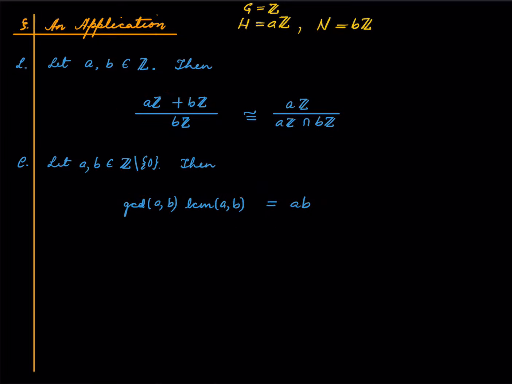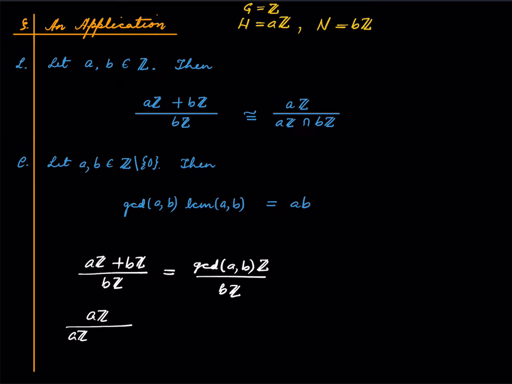Why is that? As we saw, aZ plus bZ is nothing but gcd(a, b)Z. So we are assuming a and b are both non-zero, because otherwise it's a trivial thing. So let's say a and b are both non-zero for simplicity. So this thing is this quotient. And the other thing, aZ quotiented by aZ intersection bZ, is aZ quotiented by lcm(a, b)Z. So these are both finite groups.